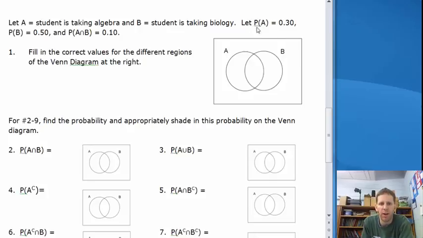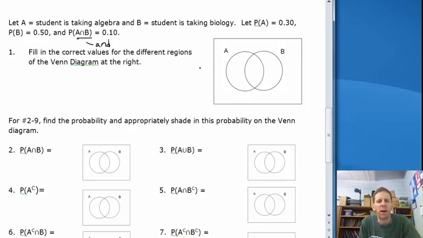We have the probability of A, that's the probability of a student taking algebra, is 30%. Probability of B, a student is taking biology, is 50%. And we have this probability of A intersect B, which means A and B, is 10%. Now, I'm going to use both the term intersect and "and" here because when you're dealing with a Venn diagram, we do deal with this term meaning intersection.